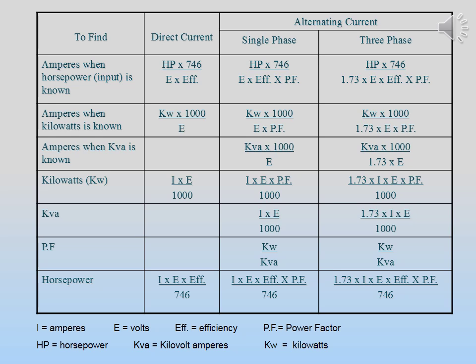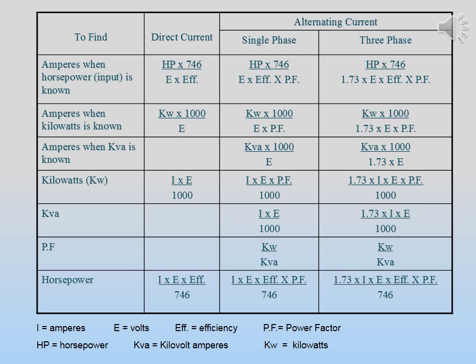Most of the time, we are going to be at some value, probably in the 0.8 to 0.9 range. While we have single-phase equipment out there, most of the equipment for power consumers is three-phase. The three-phase formula for kilowatts is 1.73 multiplied by amps multiplied by volts multiplied by the power factor, then divided by 1,000. So that's 1.73 multiplied by I multiplied by E multiplied by PF divided by 1,000.